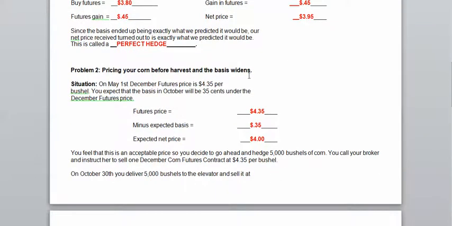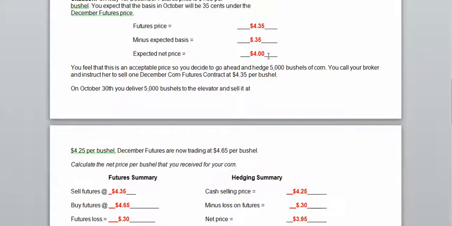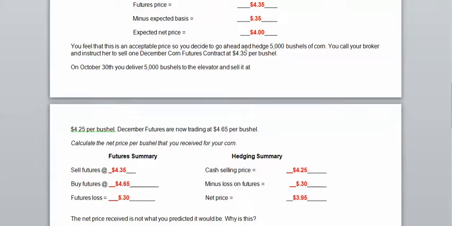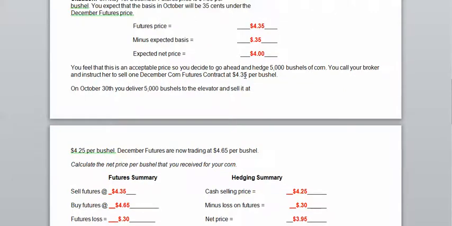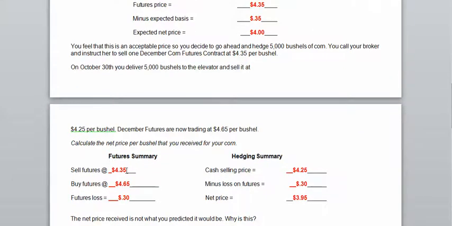Now in problem 2, our basis is going to widen from where we expect. On May 1st, December futures are trading at 4.35, and we expect a basis in this case of 35 cents. If we sell futures at 4.35 and basis is 35 cents under, that means we're expecting a hedge price of $4. We feel that's an acceptable price, and we call our broker and instruct her to sell one December futures contract at 4.35 a bushel.